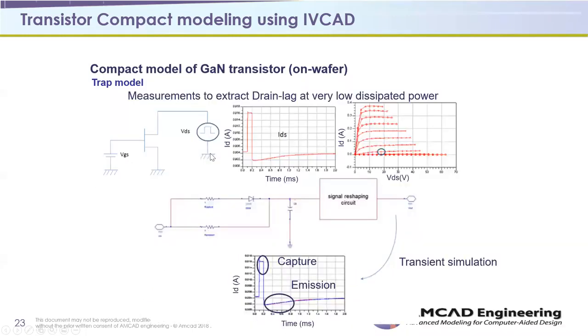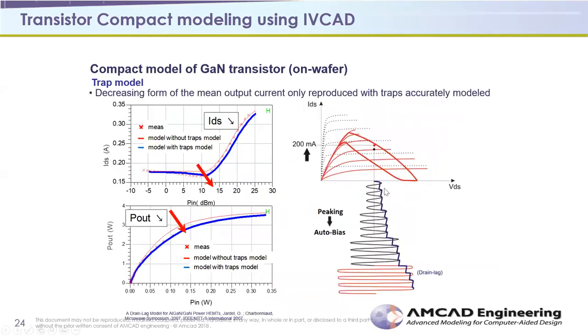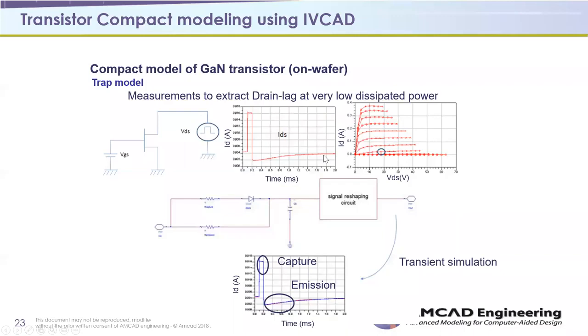To be able to do that, we need to have a long pulse, but as the trapping effect and the thermal effect are quite close to each other, or correlated, we need to make sure that when we are characterizing the trapping effects, we are not exciting the thermal effects, and vice versa.